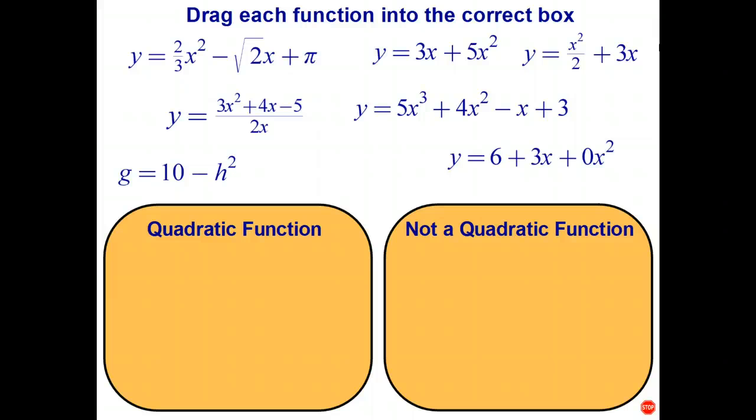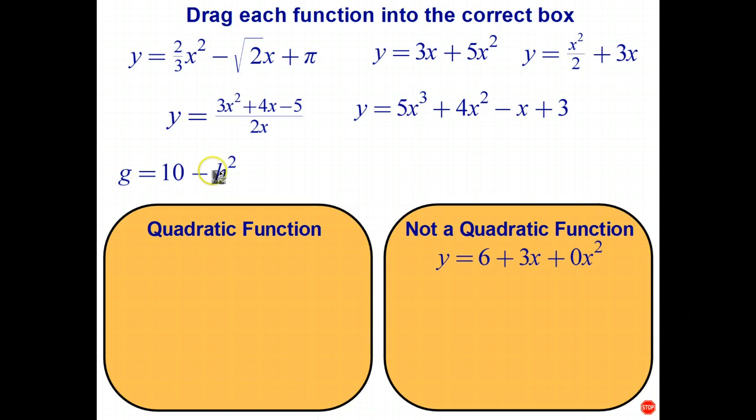Okay, what we're going to do here is decide if each of these functions up here, each of these relationships, is a quadratic or not a quadratic. This one is pretty easy to start with. So 6 plus 3x plus 0x squared. Well, again, the order doesn't matter, but the problem here is the coefficient on x squared is 0. That means it's not a quadratic function. That has to be any number except for 0.